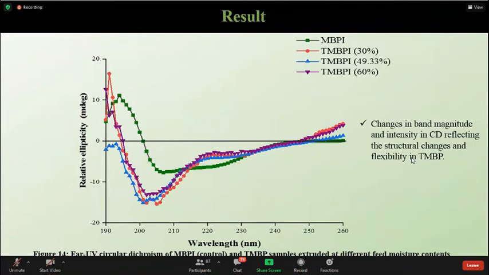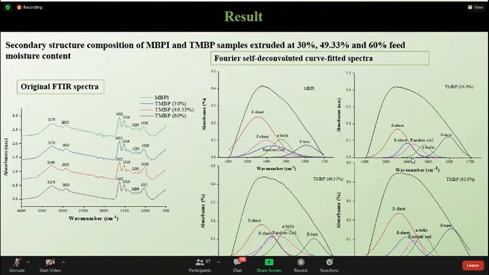using band intensity in CD, reflecting the structure changes and flexibility in texturized membrane protein. This one we conducted in India because we could not measure it in Malaysia, so we sent our samples to India to look into the profile of this Fourier transform deconvoluted curve-fitted spectra, in terms of secondary structure composition of membrane protein isolate, in comparison to textured membrane protein isolate.